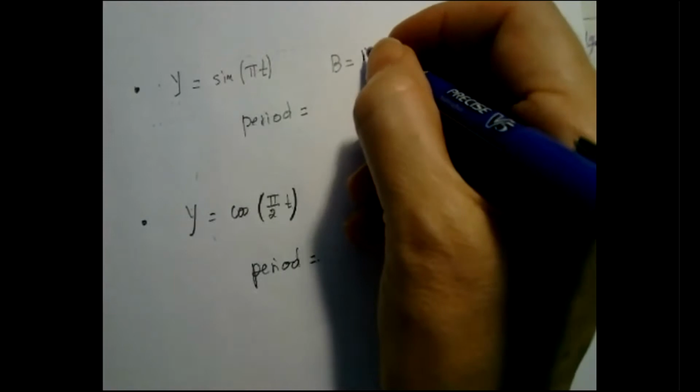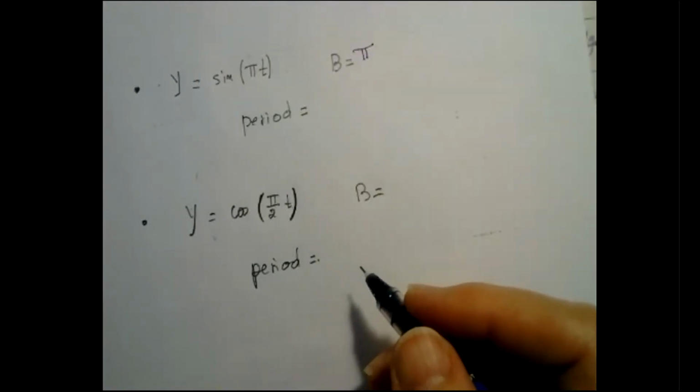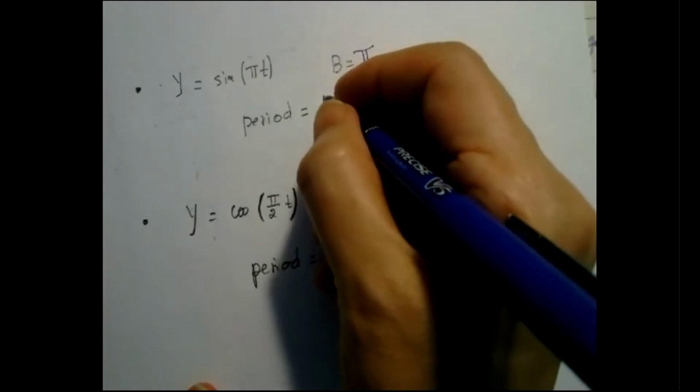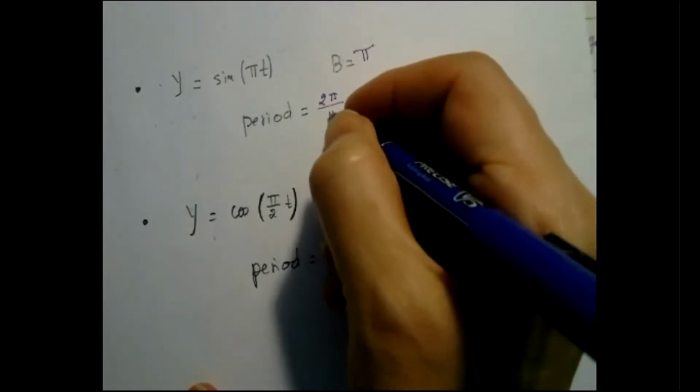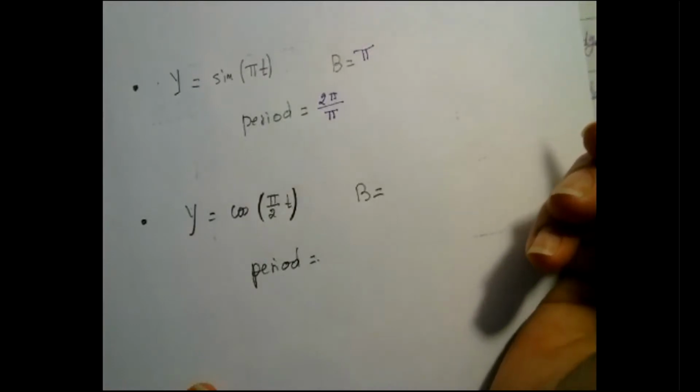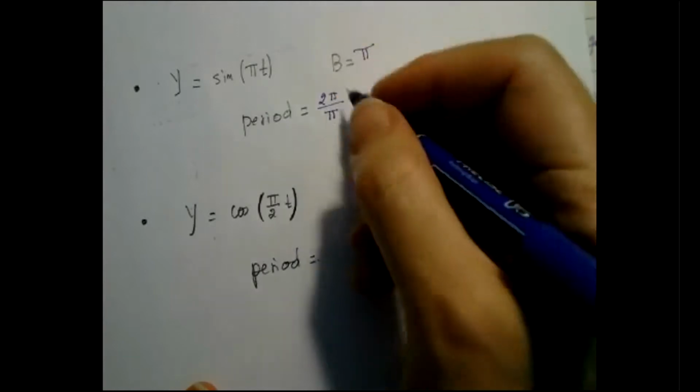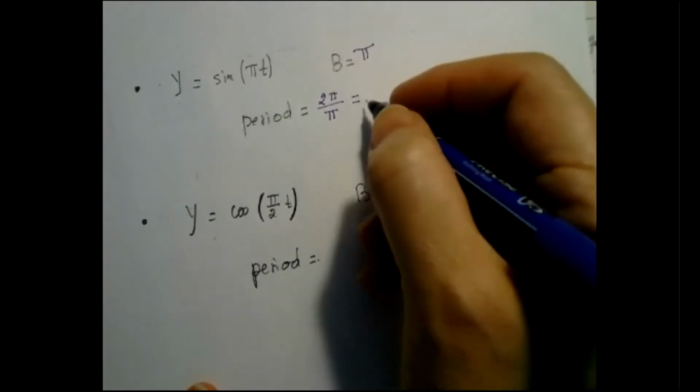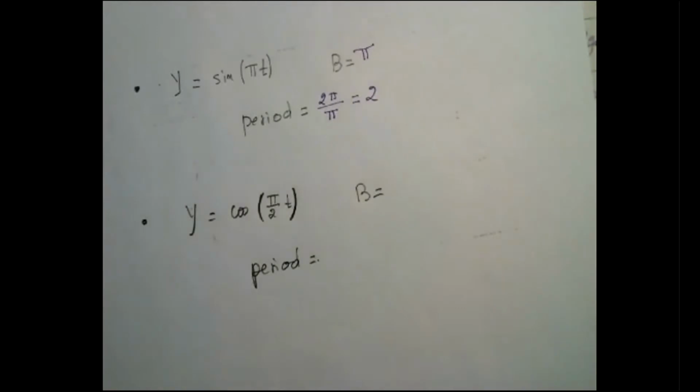Giselle, are you with me? Okay, Jacob, are you with me? Yeah. Okay, Giselle, go for it. The b is pi. The period is 2 pi over pi. Don't be afraid, which is how much? 2 pi over pi is just 2. Yes, I know that is going to scare you, but the period is exactly 2.